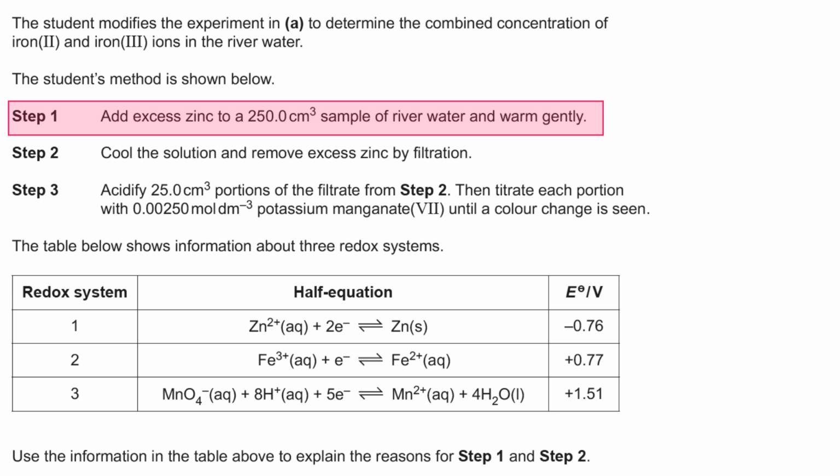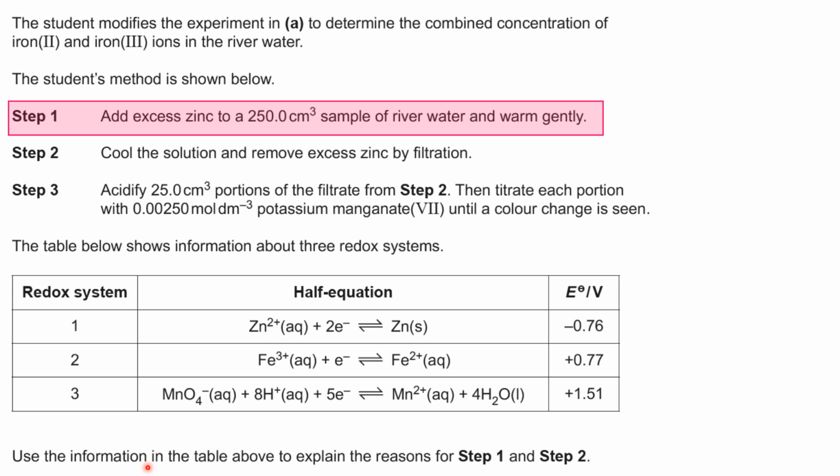And we need to think about how that's relevant to the redox system information that we've got in front of us. Normally you get tables like this in questions where they tell you to explain the observations in terms of equilibria and electrode potentials. At the bottom it says use the information in the table above to explain the reasons for step 1 and for step 2. So it doesn't necessarily direct us explicitly to use the half equations, the electrode potentials or the idea of equilibria, but we can do that to explain what we're doing here.